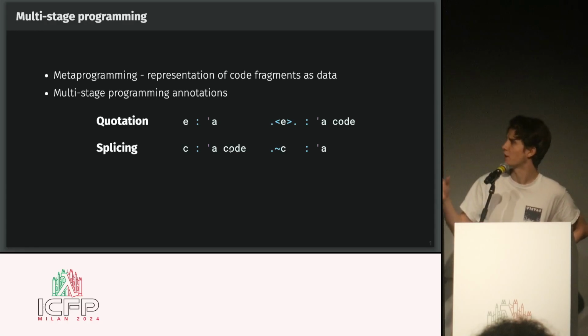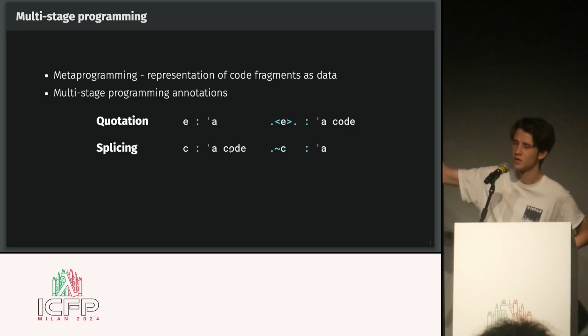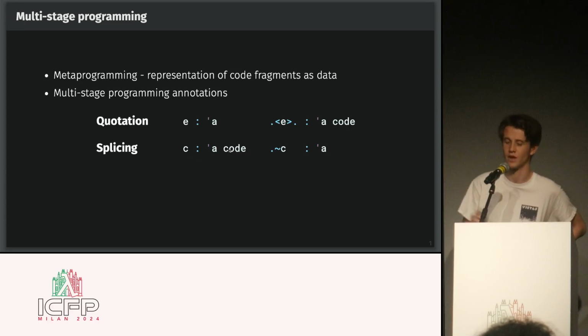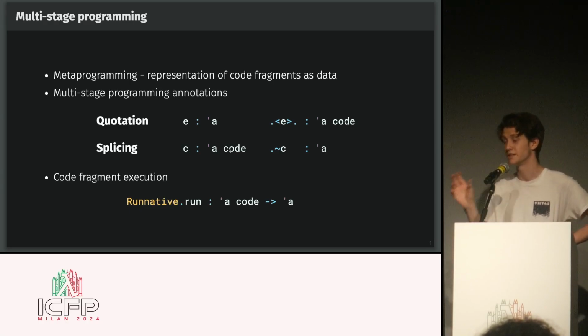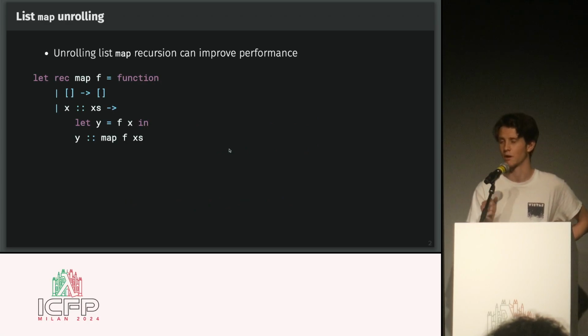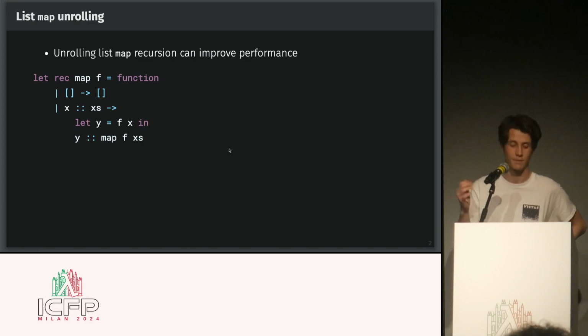And we can also splice one of these code fragments back into the program. So if we have a code fragment of type A code, we can splice it back in to get the underlying A expression. ML24 also provides the ability for us to run these code fragments with the run operation, which simply takes a code fragment and executes it. One of the things which is quite useful for multi-stage programming is optimizations and generating optimized code. And so we'll turn to look at a type of optimization called list map unrolling.